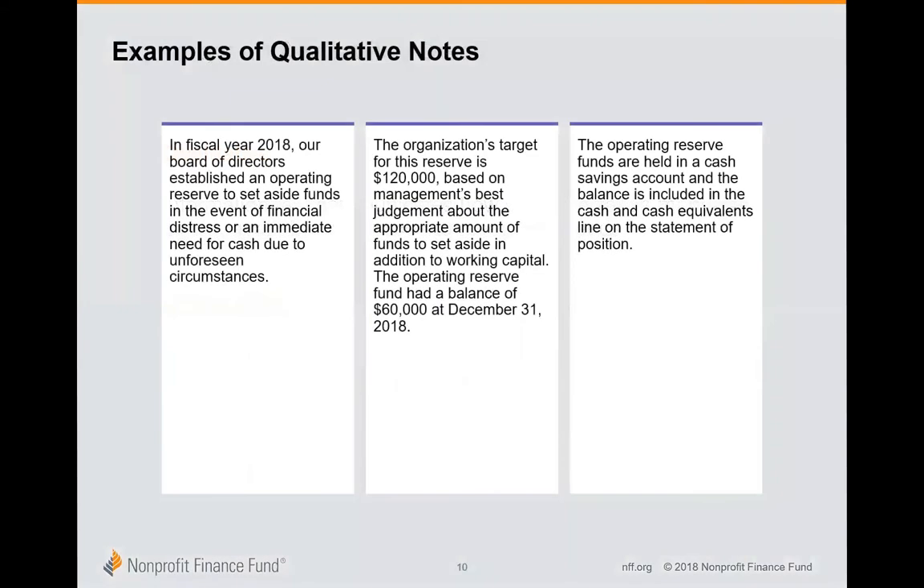For the qualitative part, let's look at an example of an organization explaining what it does to make sure it has funds available to pay the bills. In this case, they have an operating reserve, and the purpose of that reserve is to meet their unplanned cash needs. And then the note goes into a little bit more detail. It talks about the target balance for the reserve is $120,000, and the current amount in the reserve is $60,000, and that's being held in cash and cash equivalents. If our example organization here had a line of credit that they use to help manage liquidity, then that information would be here too.